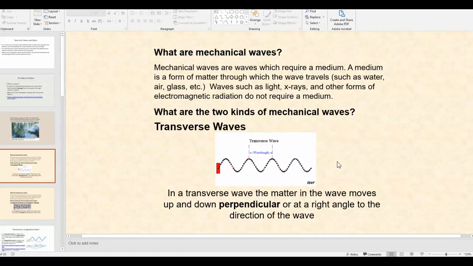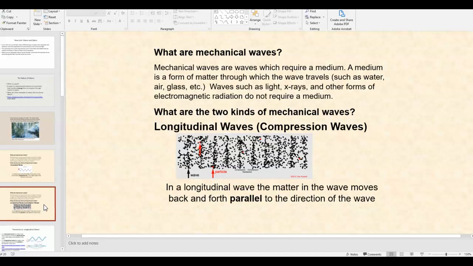So that is the definition of a transverse wave, where the particles making up the wave move perpendicular to, or at a 90-degree angle to, the direction of the wave. Most waves in the universe are transverse waves. Now, there's another type of mechanical wave called a longitudinal wave. There are not a lot of examples of longitudinal waves out there. Let me give you the most common example.